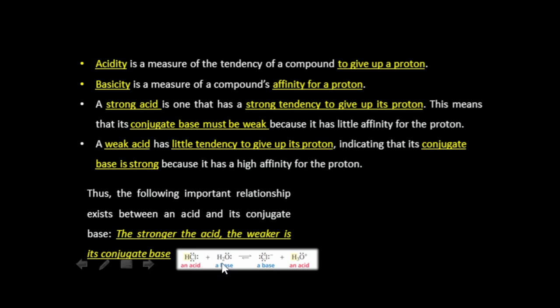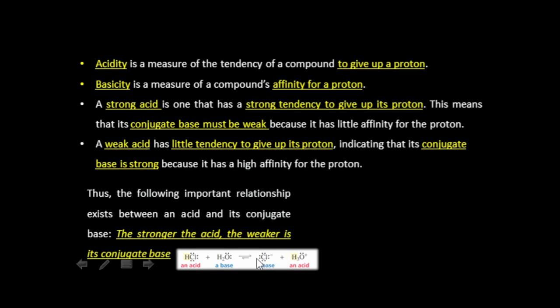See here in the picture, HCl, again the same example: HCl plus water giving Cl minus ion plus H3O plus. Here this acid is a strong acid and it gives a weak conjugate base. Why is it a weak base? Because it has little affinity for the proton. See the arrow mark, the reaction is pointing towards the right, so the products are mainly formed. Even though it is a reversible reaction, the reaction is shifted towards the right. So this is a weak base.